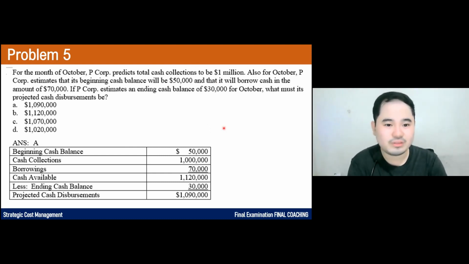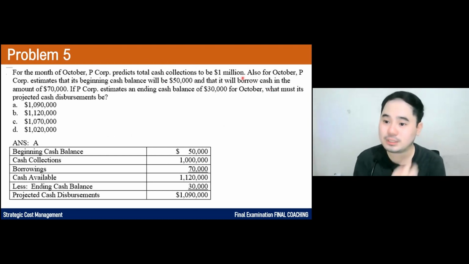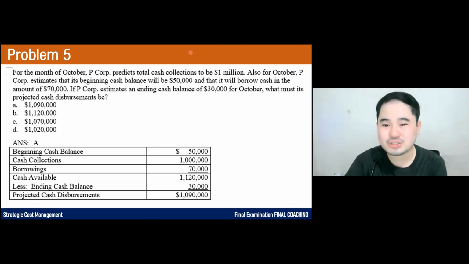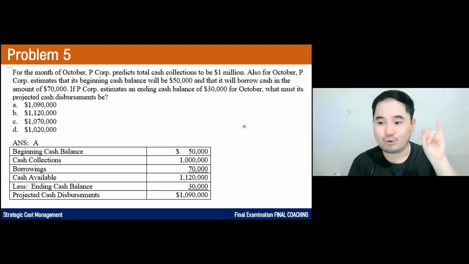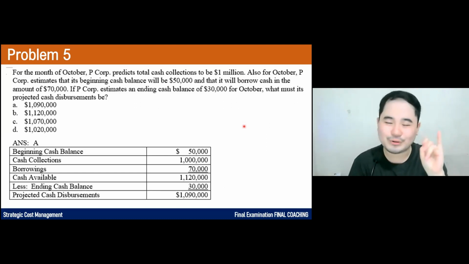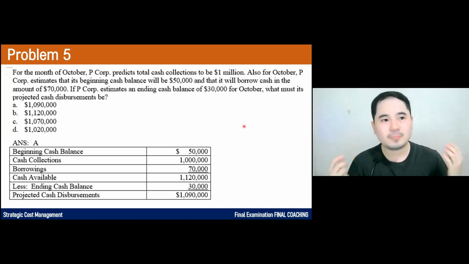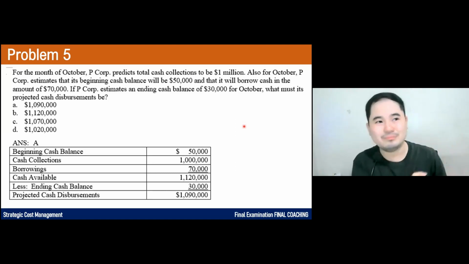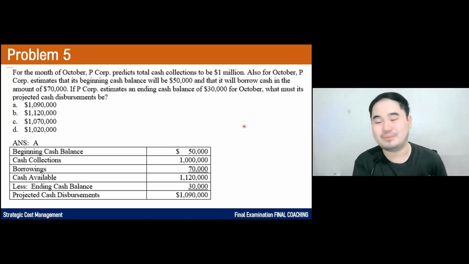Okay, problem 5. For the month of October, P Corporation predicts total cash collections to be 1 million. Okay. Kapag ka po ang tanong sa inyo ay cash budget, huwag nyo pong kakalimutan yung mga potential things that really affects your cash budget. Una sa lahat, yun pong cash collections nyo. Saan nyo po makukuha yung cash collections? Sa sales budget, tapos di ba may mga problem na hindi naman lahat nare-receive agad, di ba? Swerte mo kung ang problem mo kung ano yung sales 100% mako-collect mo agad. Paano kung hindi, 'di ba?